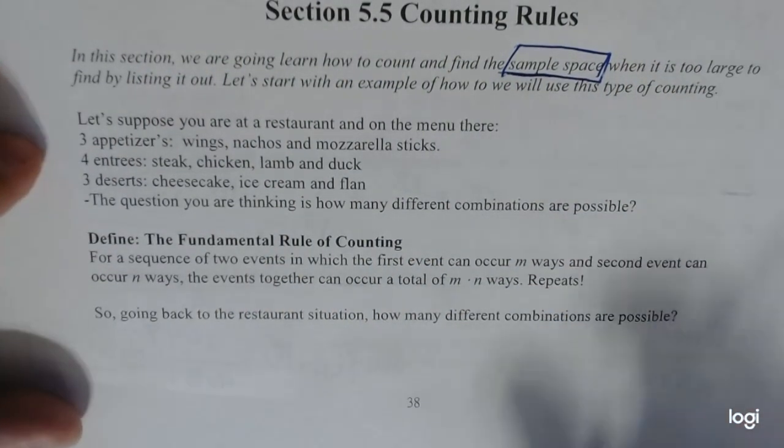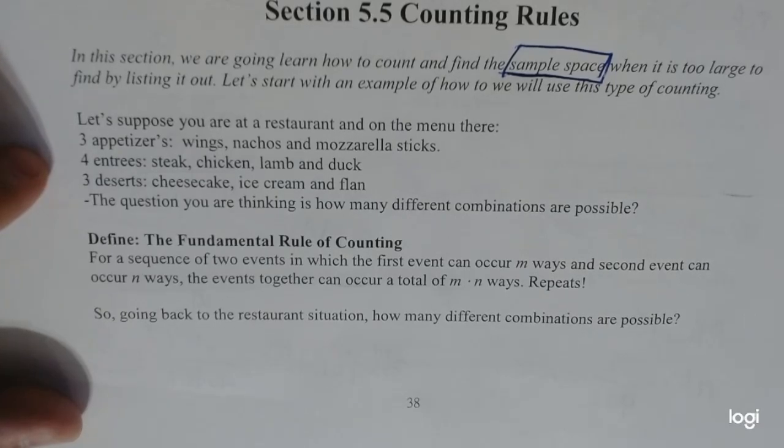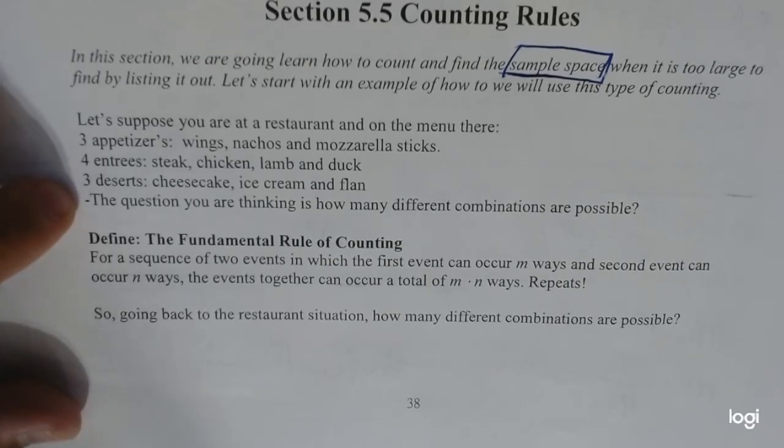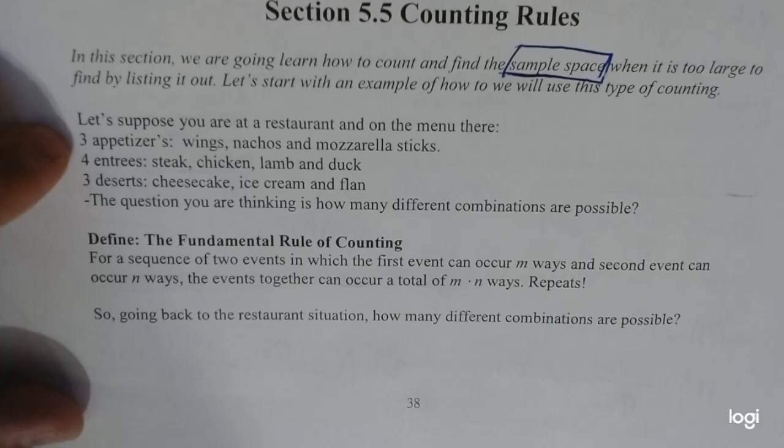So let me give you a scenario. Suppose you go to a restaurant, and on the menu it has 3 appetizers: wings, nachos, and mozzarella sticks; 4 entrees: steak, chicken, lamb, and duck; and 3 desserts: cheesecake, ice cream, and flan. This all tastes pretty good, right? So the question becomes, how many different combinations can you do with this? One combination would be wings, lamb, and ice cream. Another would be wings, chicken, and flan. Instead of listing them all out and counting, is there a way to just get a number? That's what we're going to be learning here.